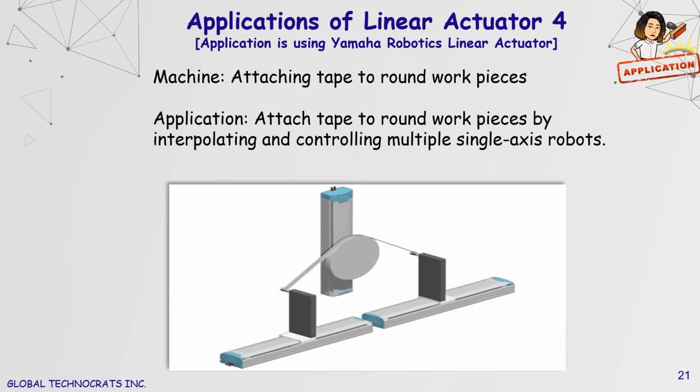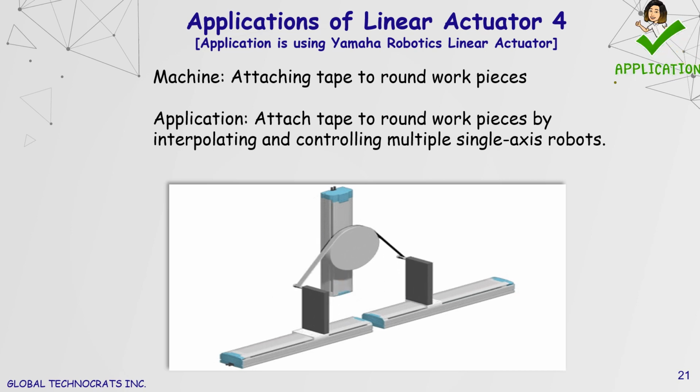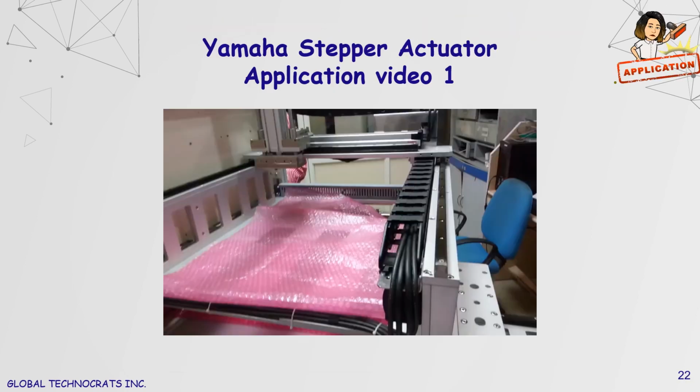Application of linear actuator 4. Machine: attaching tape to round work pieces. Application: attach tape to round work pieces by interpolating and controlling multiple single-axis robots. All the applications are using Yamaha Robotics linear actuators.